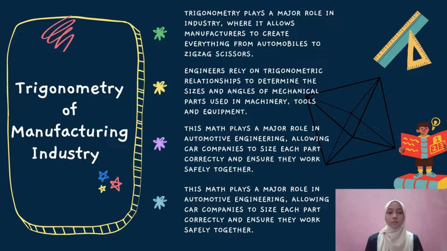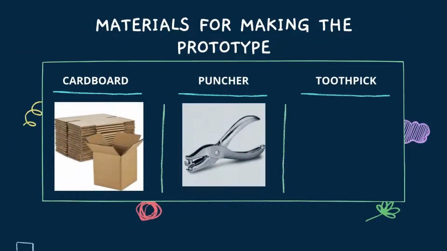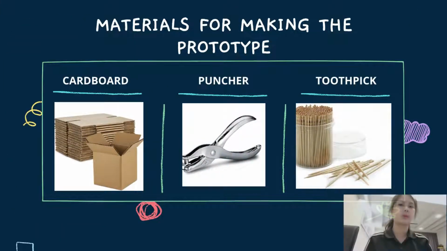Trigonometry in the manufacturing industry. Trigonometry plays a major role in industry, where it allows manufacturers to create everything from automobiles to zigzag scissors. Engineers rely on trigonometric relationships to determine the sizes and angles of mechanical parts used in machinery, tools, and equipment. This math plays a major role in automotive engineering, allowing car companies to size each part correctly and ensure they work safely together.